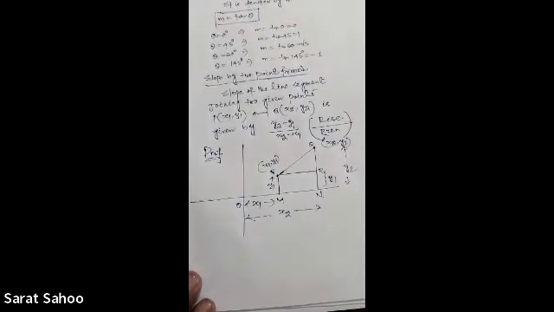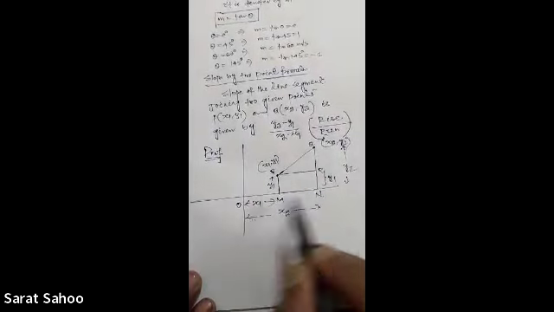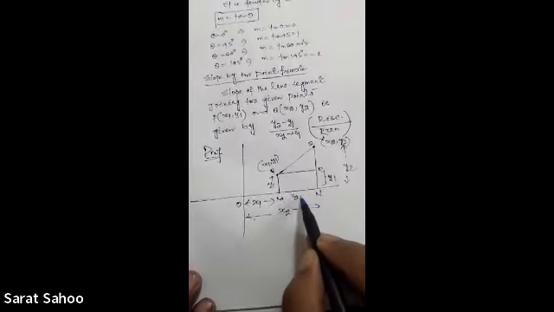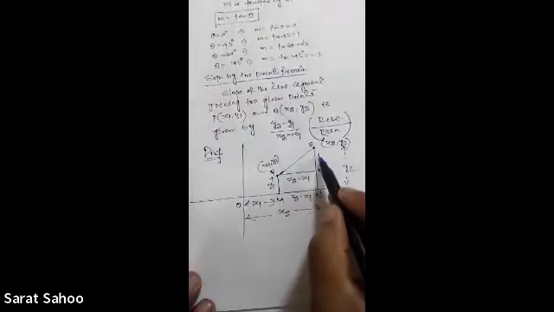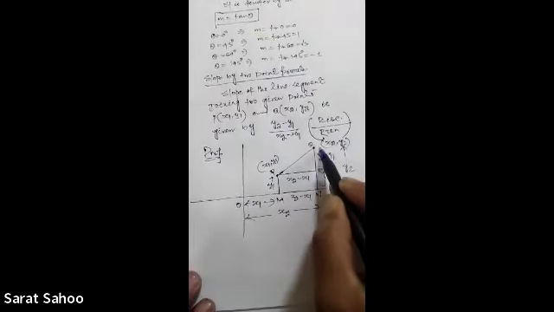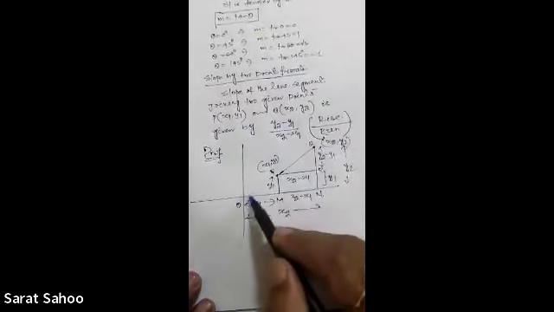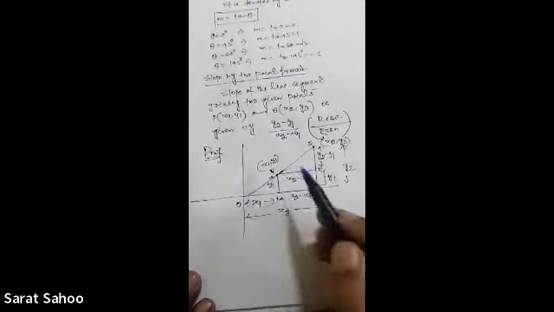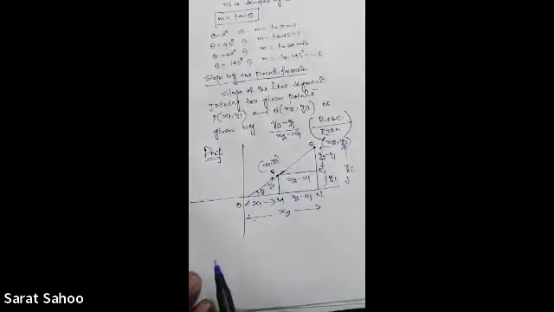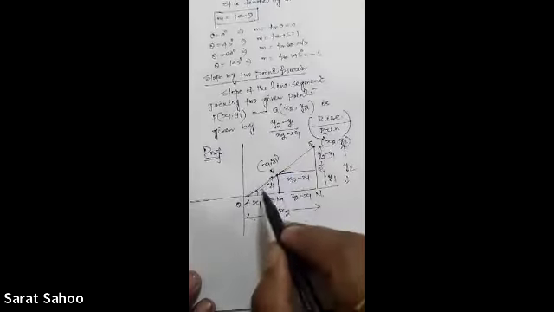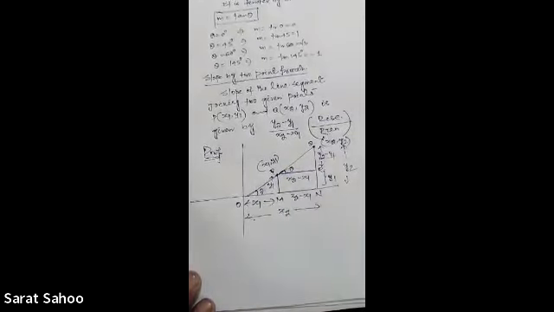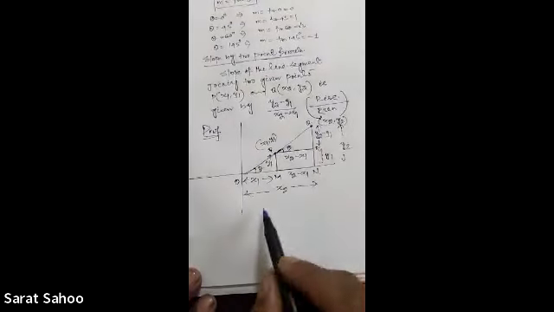So length MN will be ON minus OM, that is x2 minus x1. MN is equal to PR, so PR is equal to x2 minus x1. So QR will be y2 minus y1. Let this angle be theta, that is the inclination of the line. PR and the x-axis are parallel and this is the transversal, so this angle must be equal to theta. We have to find the slope, that means tan theta, in triangle PQR.